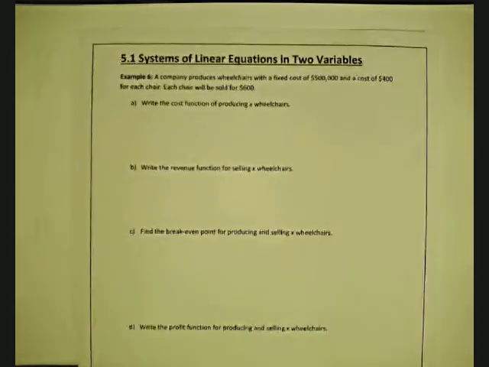So example 6, suppose that a company produces wheelchairs with a fixed cost of $500,000 and a cost of $400 for each chair. Each chair will be sold for $600. So in A, we want to write the cost function of producing X wheelchairs.